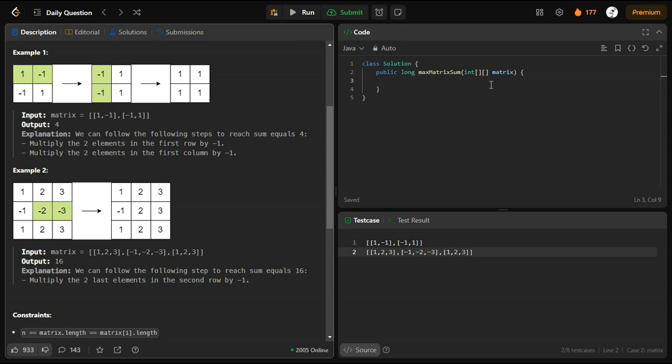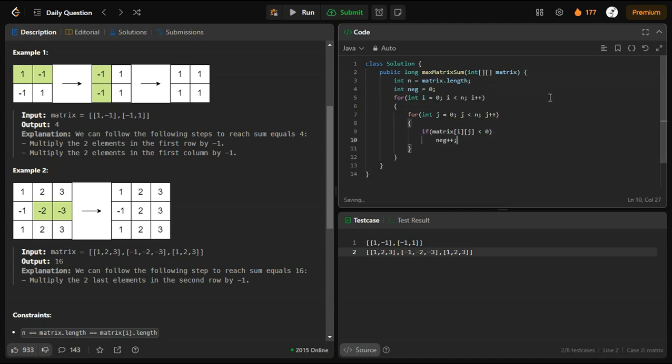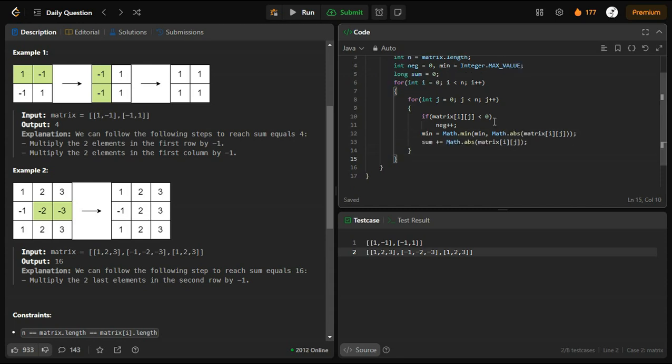So what we can do is, firstly, count the number of negative elements in the matrix. After having counted the number of negative elements, the next thing required is the minimum absolute value. And I also need the entire sum of the absolute elements of the matrix. So once I have these values, I can check whether the number of negative elements is odd or even and return the result accordingly. If the number of negatives is even, I will return the sum as it is.